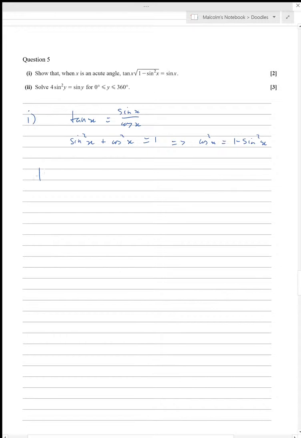Okay, so the expression we have, tan x times the square root of 1 minus sine squared x, is equal to sine x over cos x multiplied by the square root of cos squared x, which is equal to sine x over cos x times cos x, which is equal to sine x, as required.